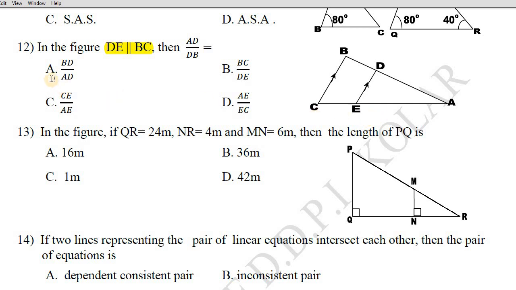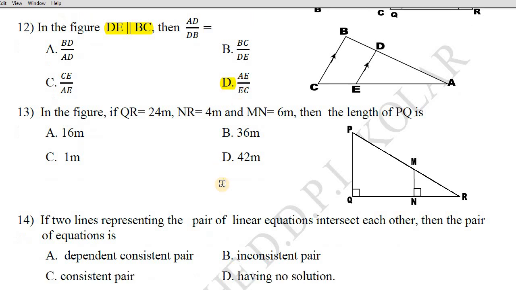So where is that option? So option A is BD by AD. So it is wrong. It cannot be suitable to the given ratio. BC by DE, that is also not suitable. CE by AE also not suitable, children, because they are given in reverse form. Option D is AE by CE. Yes, this is the correct one. So option D is right answer for this question.